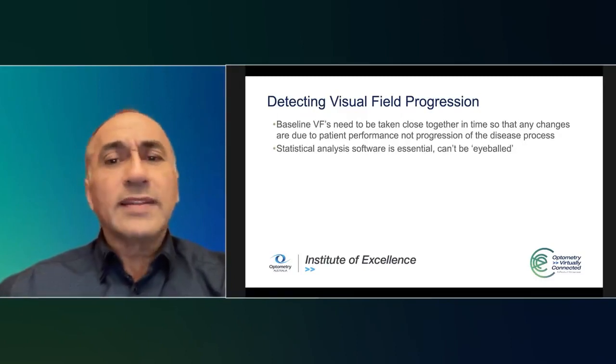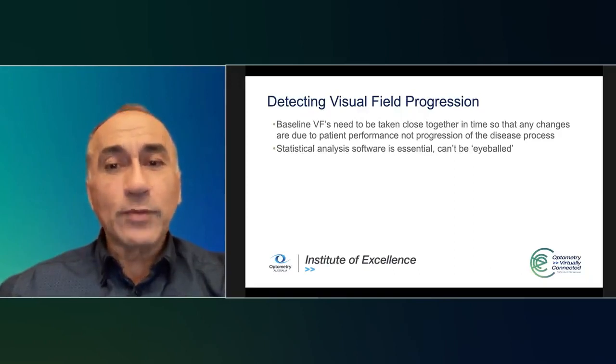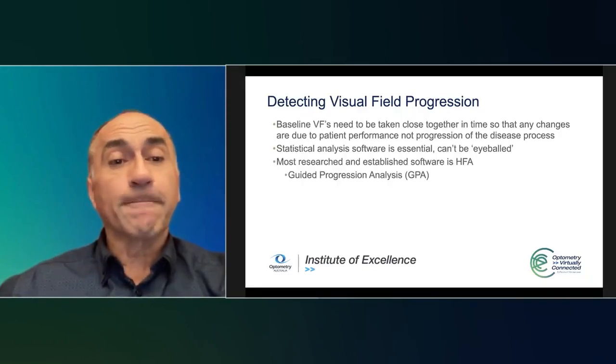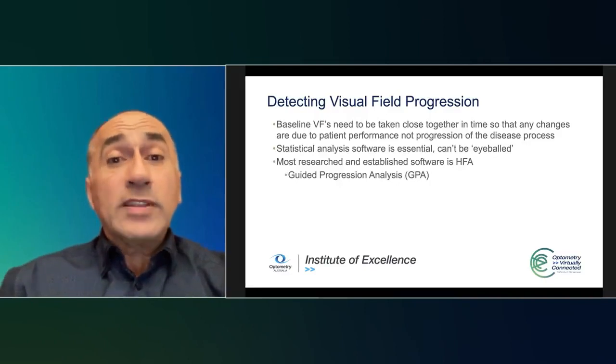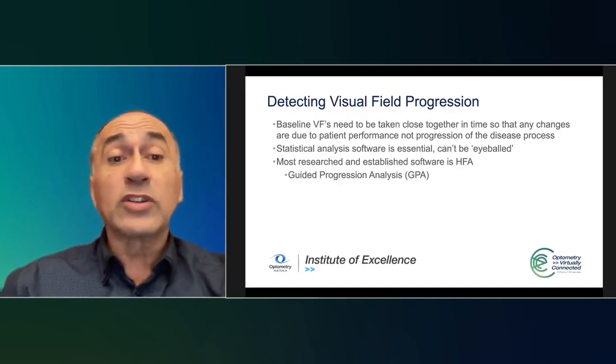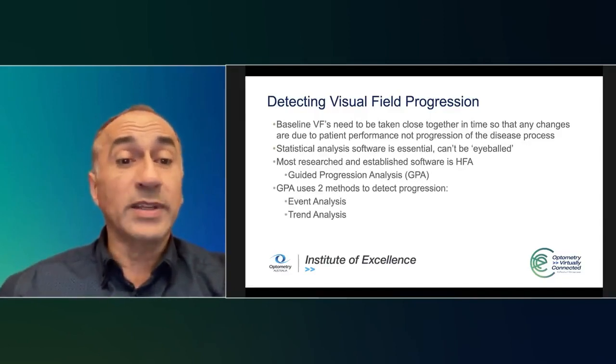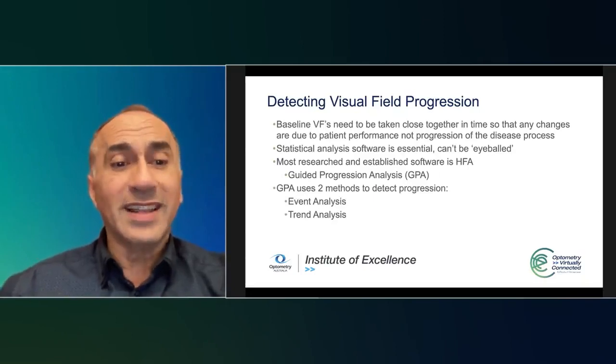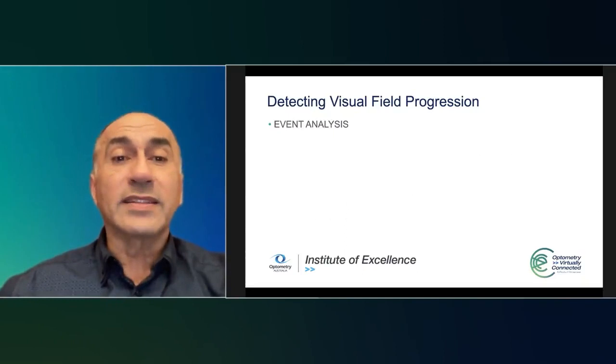You can't just look at the data. The software has to work it out for you based on how much progression happens with age and how much variability is due to the patient's variability. Now, most modern perimeters have progression analysis software. The most studied is the one from the Humphrey Field Analyzer called Guided Progression Analysis, or GPA. GPA uses two methods to detect progression. One's called event analysis and the other's called trend analysis.